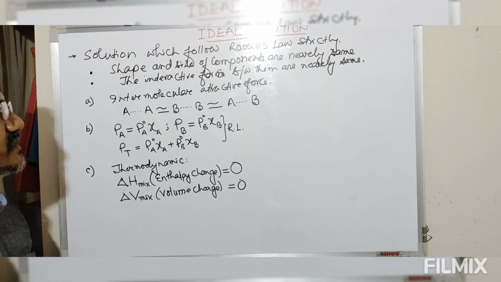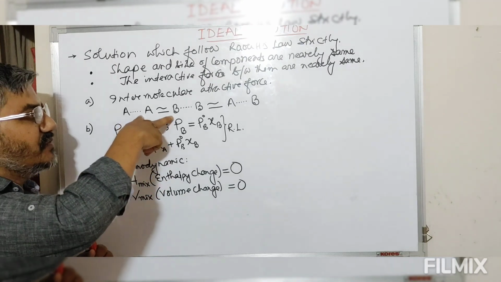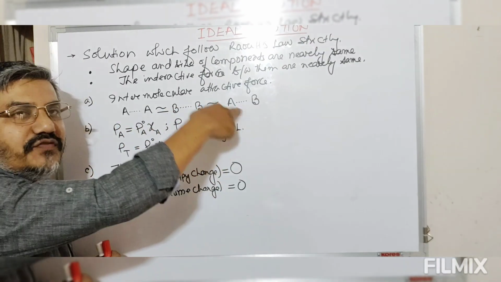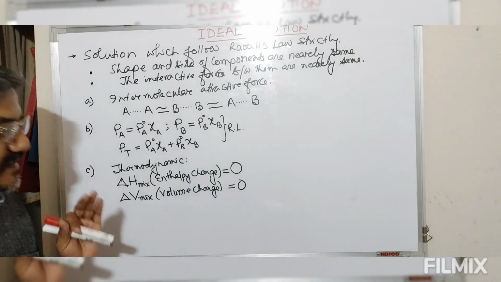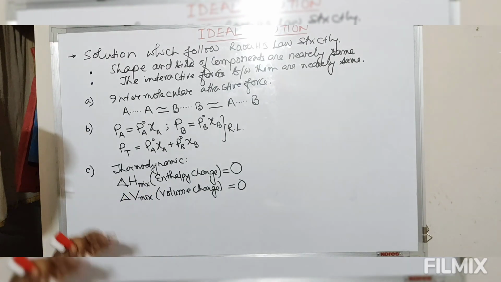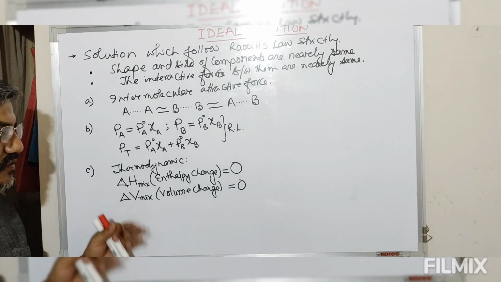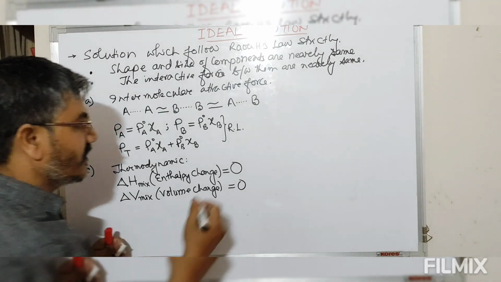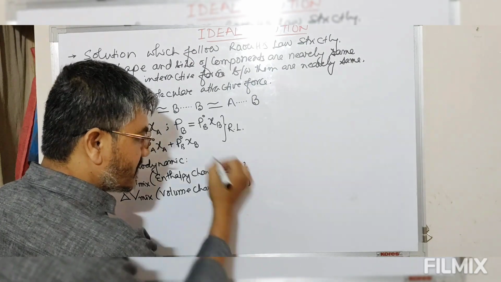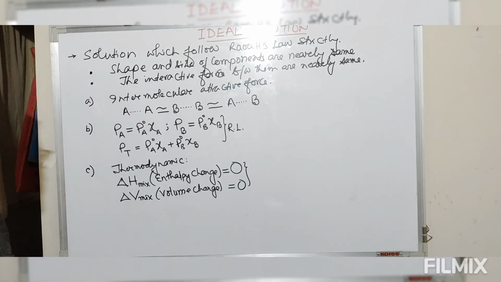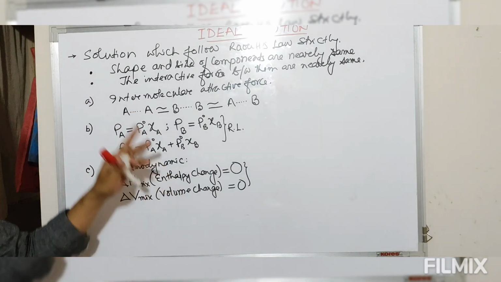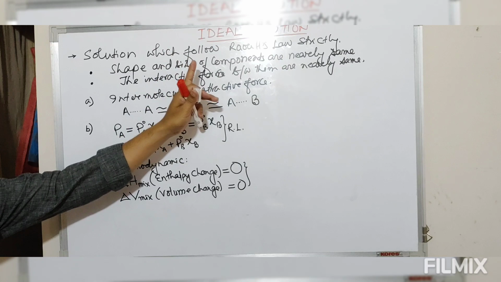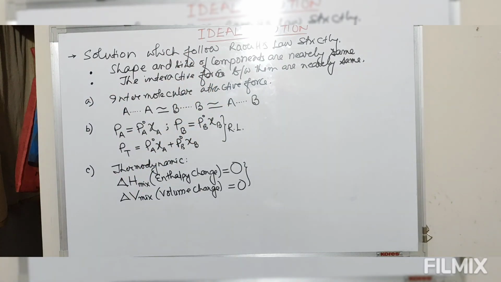The reason being, look, there is a similar magnitude of the interactive force. As a result, the volume change, that is at the micro level, molecular level, is also 0. So thermodynamics says if this condition is fulfilled, then the solution will be an ideal solution.